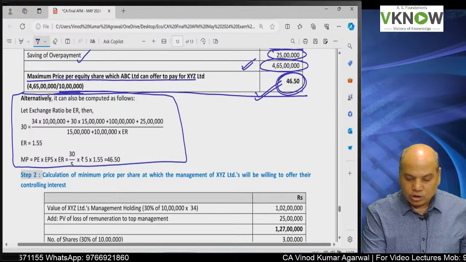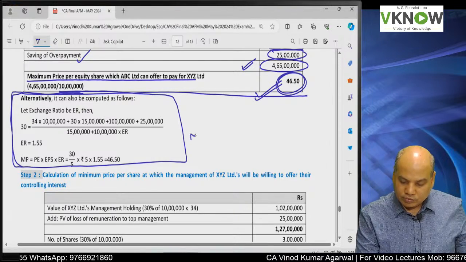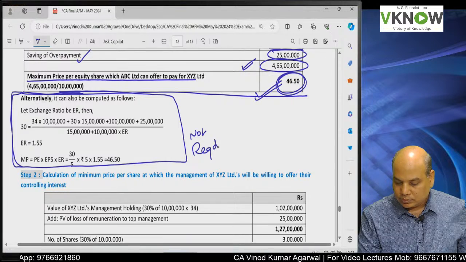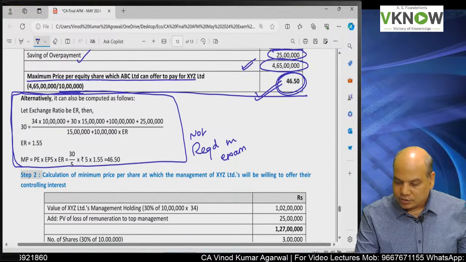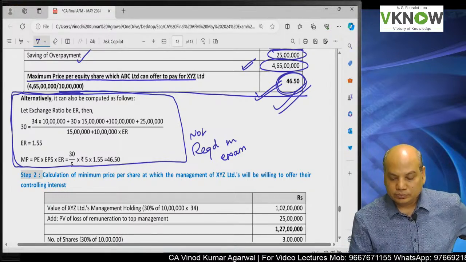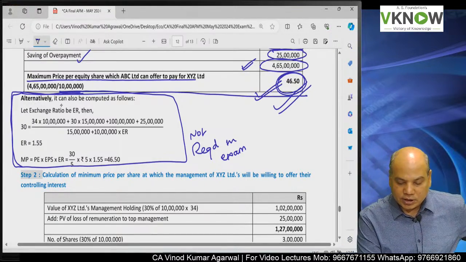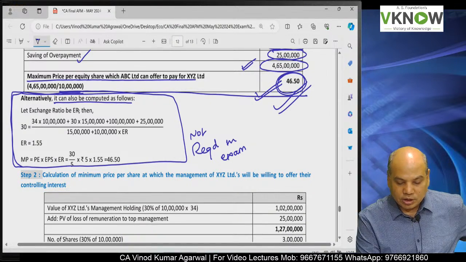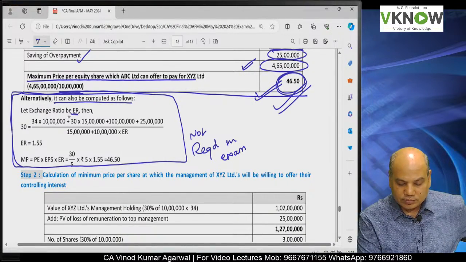You can stop here for the first answer, but in the study material of the institute they have given one alternative answer also, not required in the exam. You can answer one of the two only, and this first part is easy to understand, easy to explain. But still I will explain the second part also in case you have done it like this, you are right.